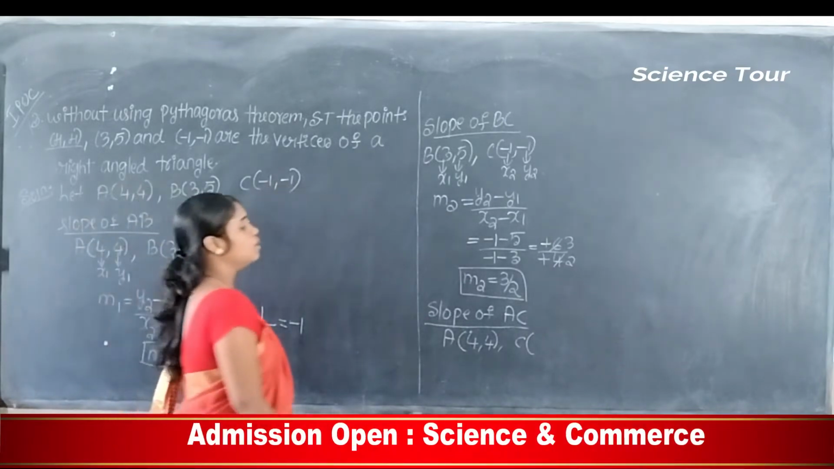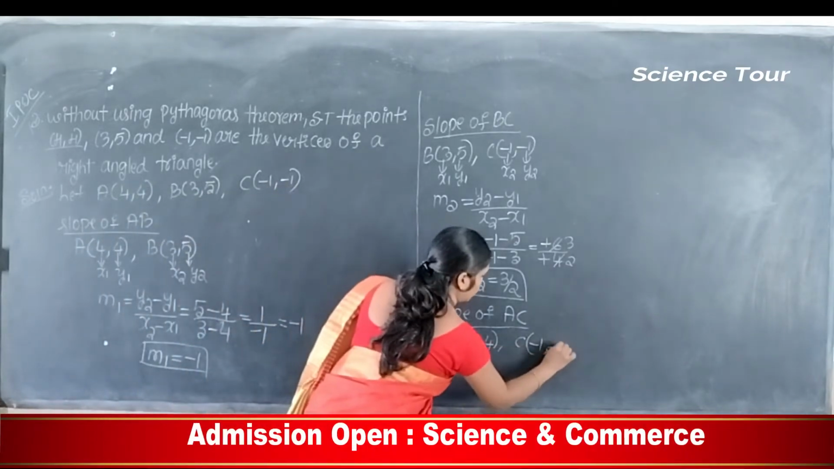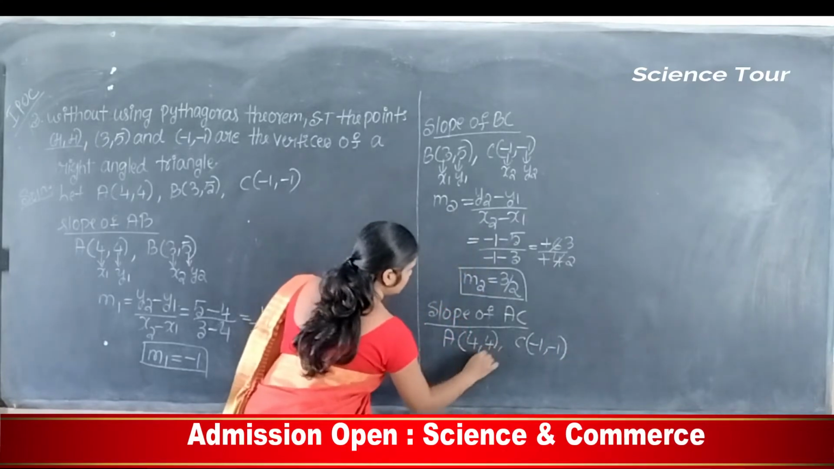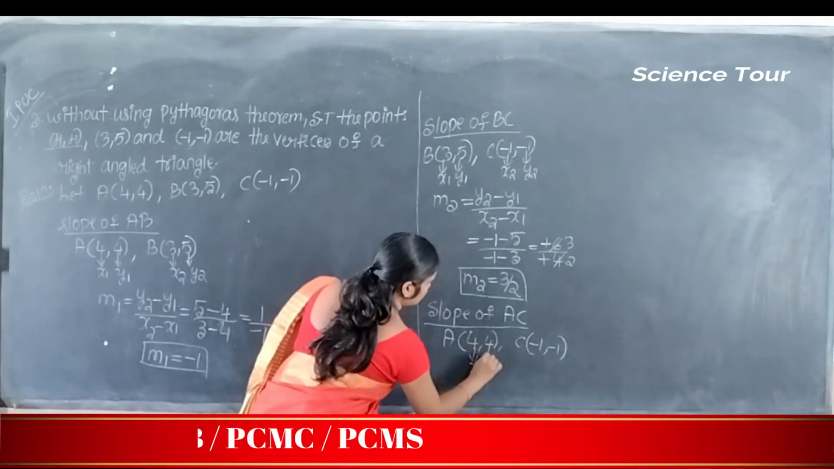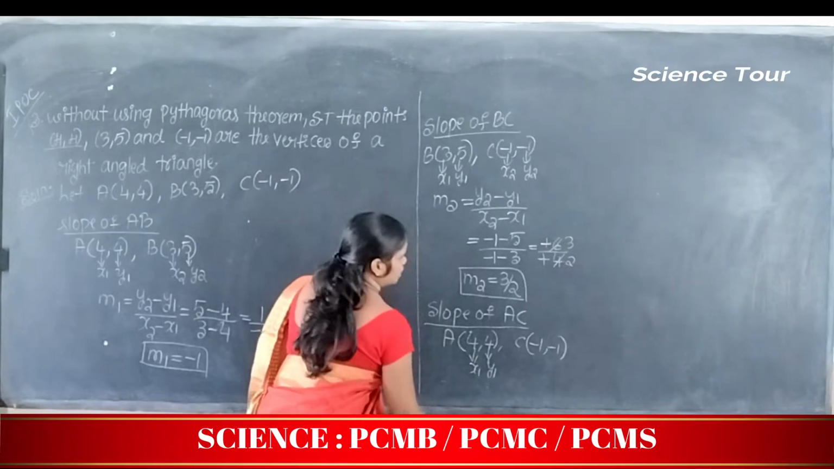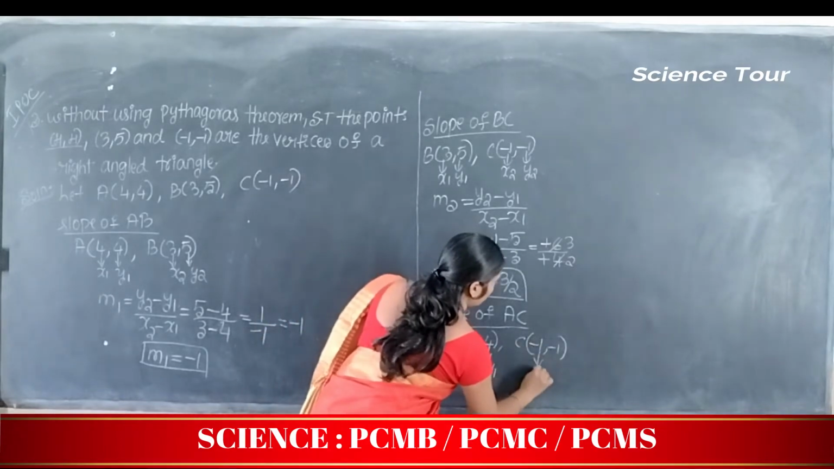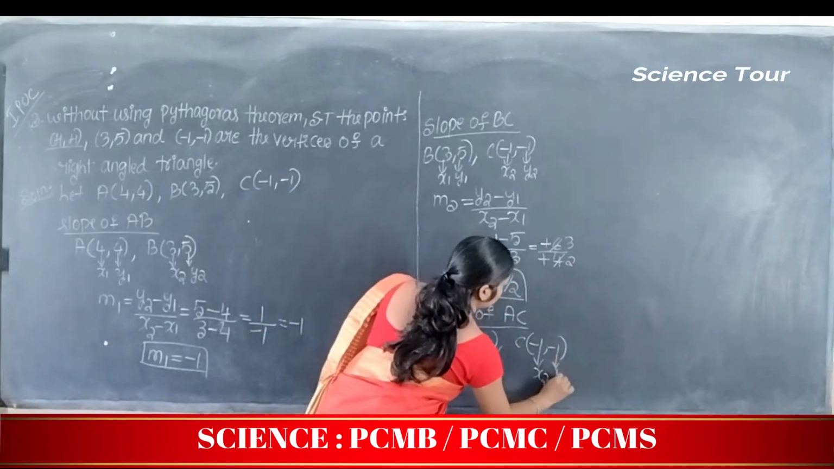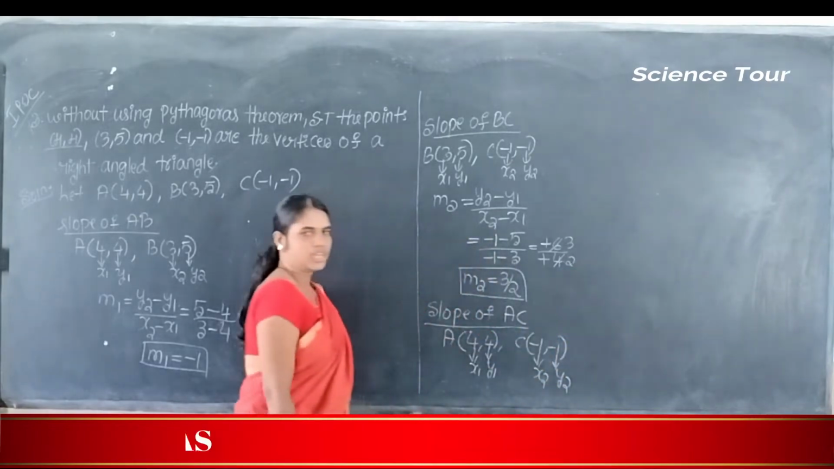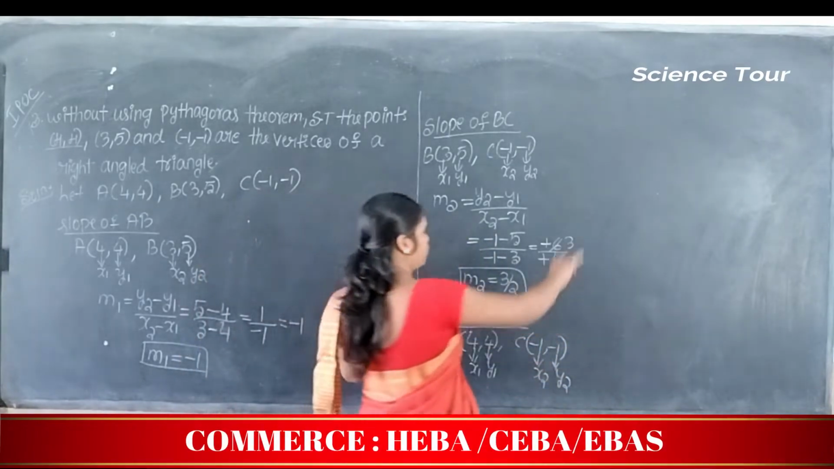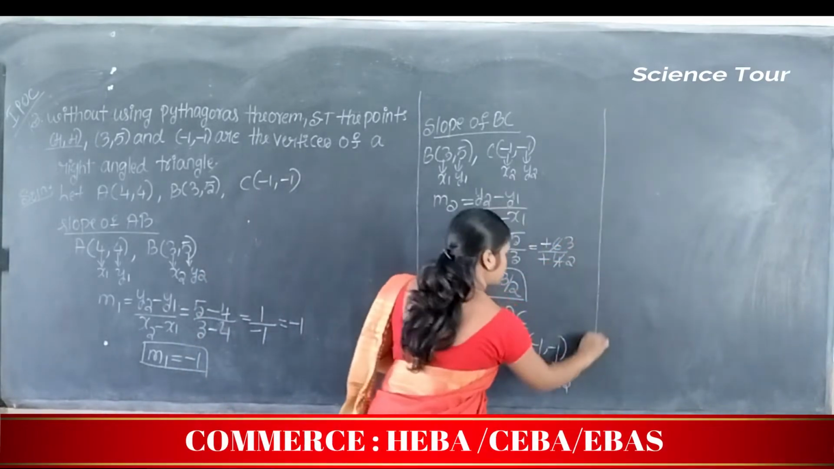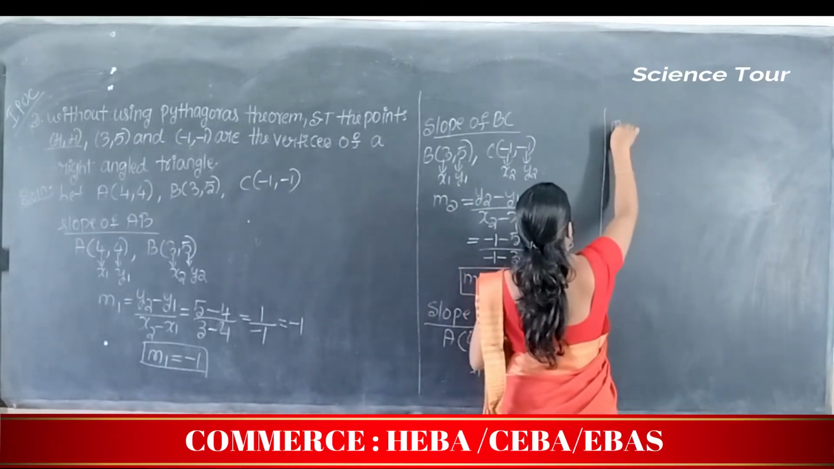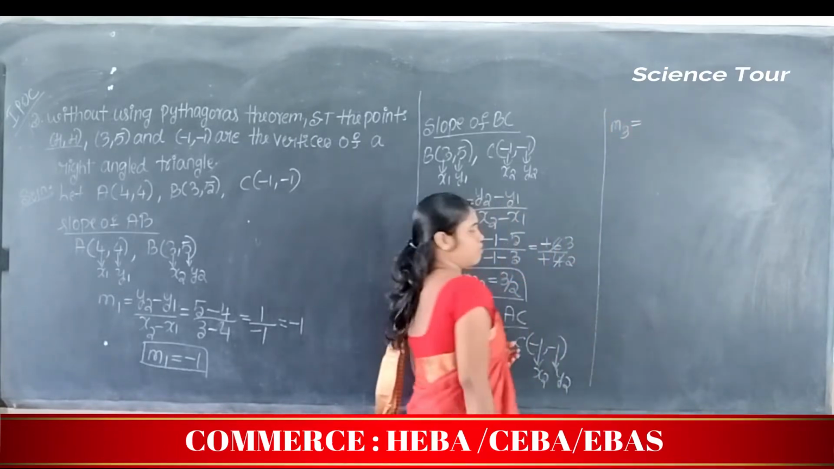Minus 1, minus 1. Consider this 4, 4 as x1, y1. Consider this minus 1, minus 1 as x2, y2. Okay, so now I'll take the formula. What is the formula for slope? I'll use m3 here.